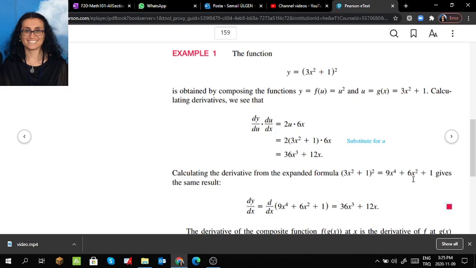Now we can directly apply the derivative to the power rule, and you look in here, the derivative of this expression is going to be 36x cubed plus 12x plus 0, and it's the same result.